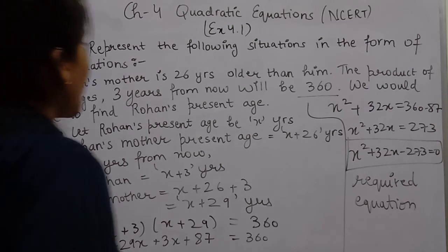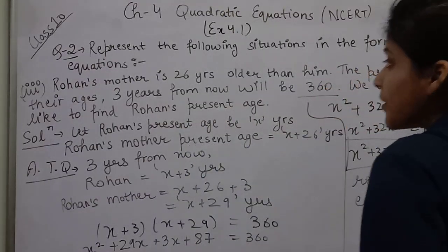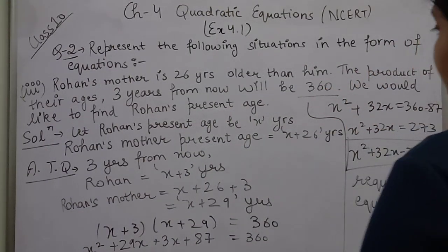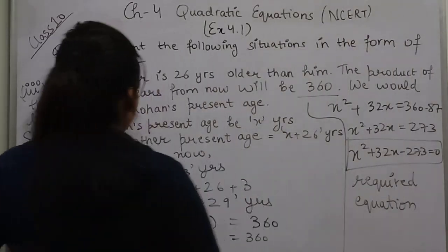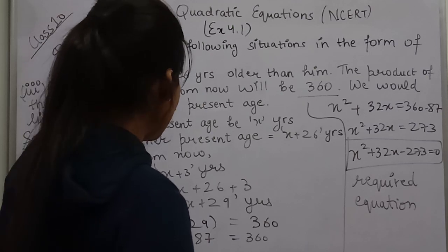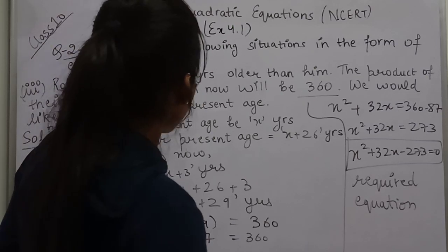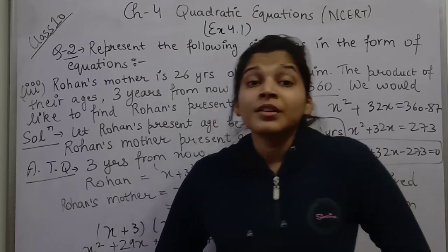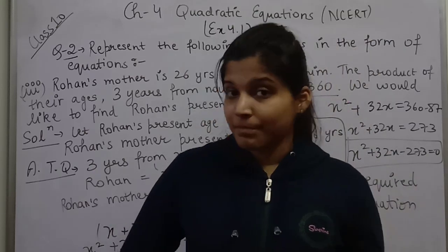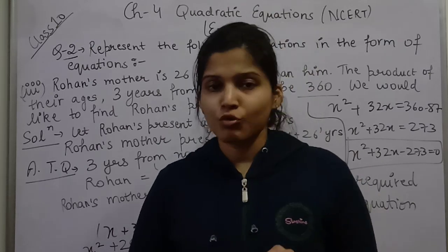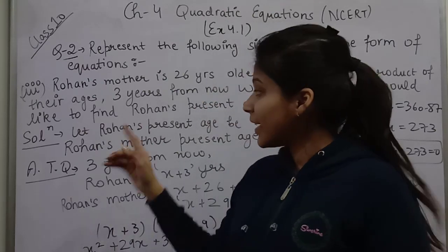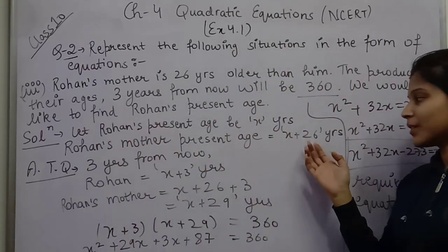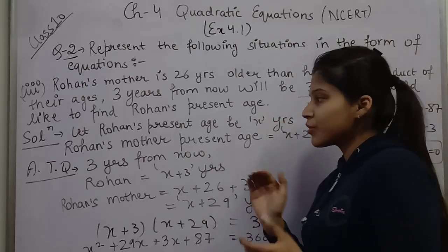Okay, so basically what we did in this question, the question says Rohan's mother is 26 years older than him. The product of their ages 3 years from now will be 360. We would like to find Rohan's present age. See children, whenever an age is given with respect to someone, we take the one with respect to whom it is given as x. Here the age of his mom is given with respect to Rohan. So if we take Rohan's age as x, then his mom's age automatically becomes x plus 26. We wrote both in terms of x.